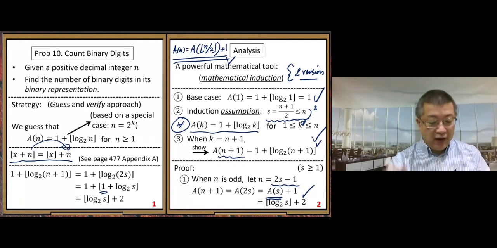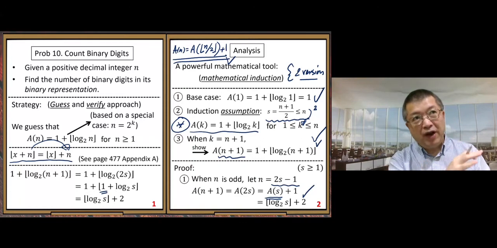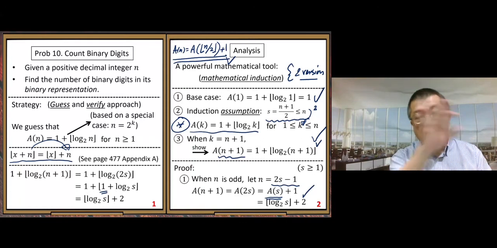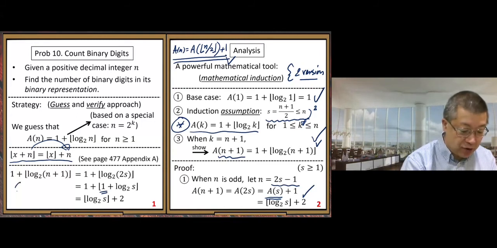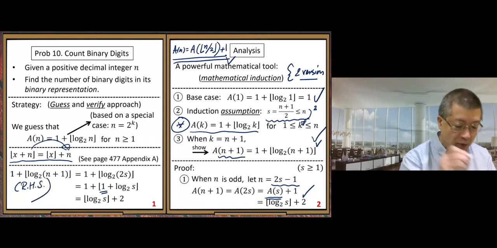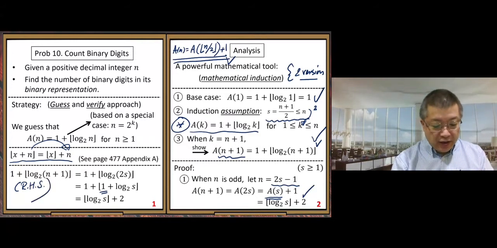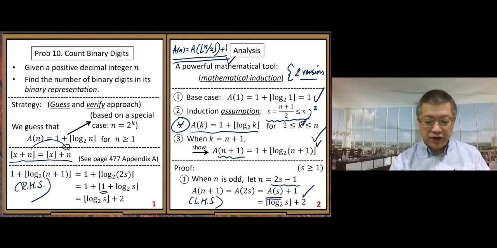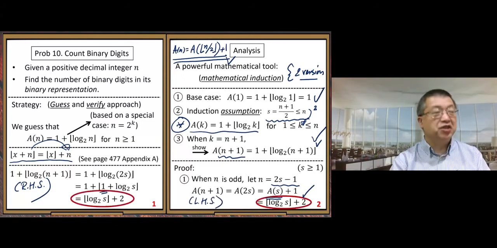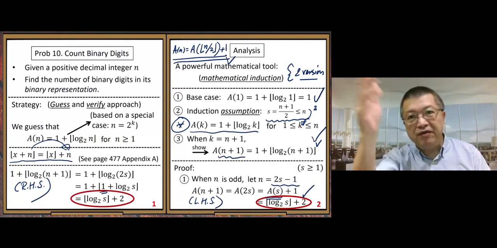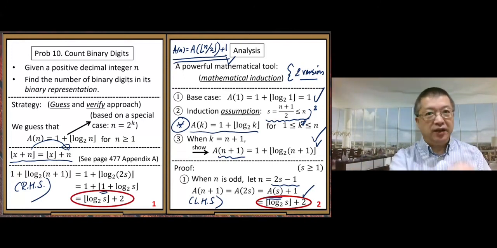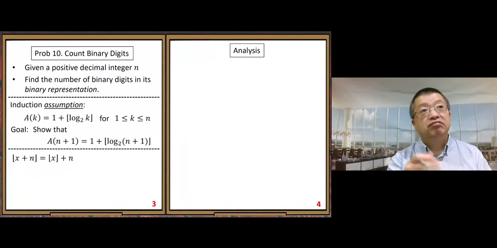With this formula, we simplify the expression of the right-hand side. So this is the right-hand side. Now you can compare it with the left-hand side. So this is the left-hand side. The right-hand side has the same expression. So we complete the verification.